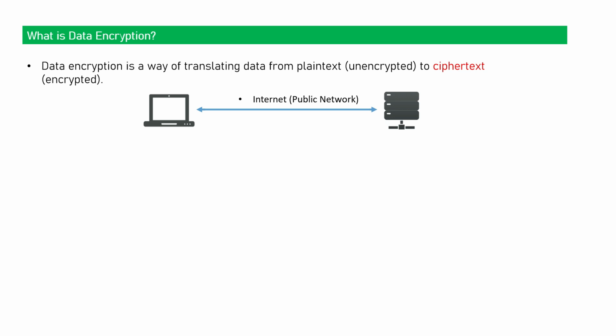So let us begin with the discussion. First we will cover what is data encryption. Data encryption is a way of translating the data from plain text, which is also called unencrypted text, to the ciphertext, which is called the encrypted text.